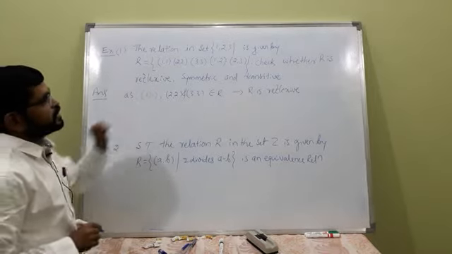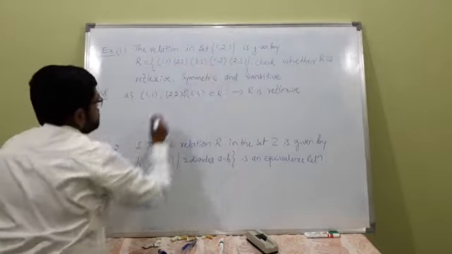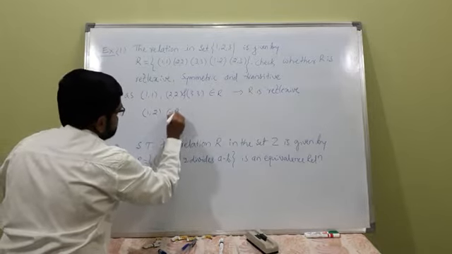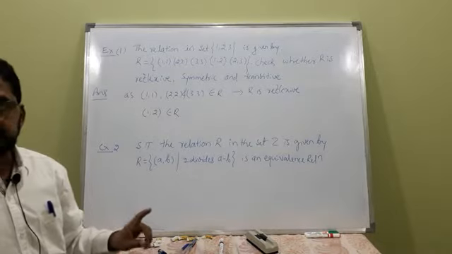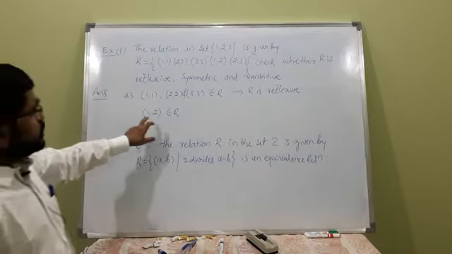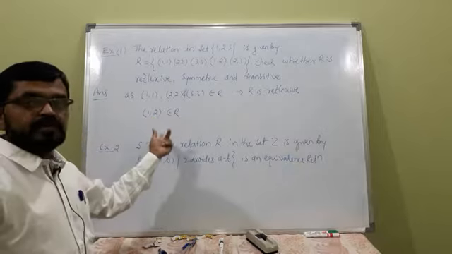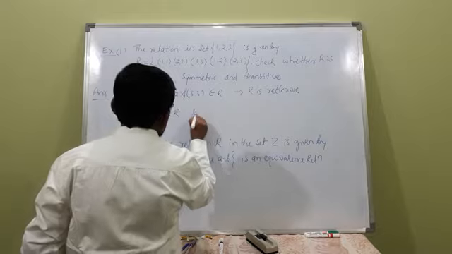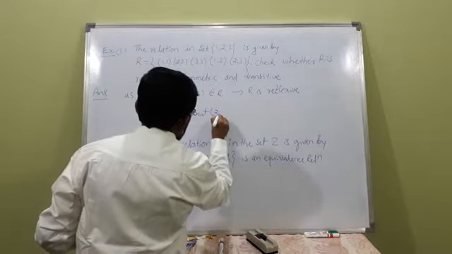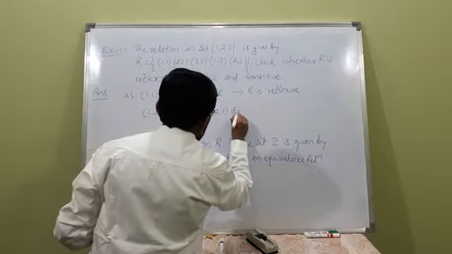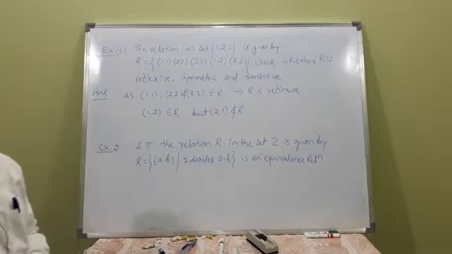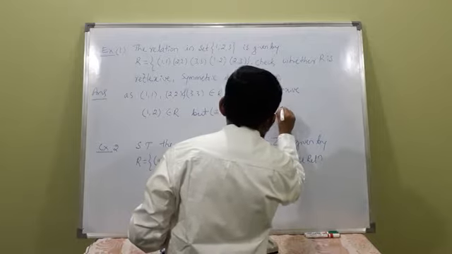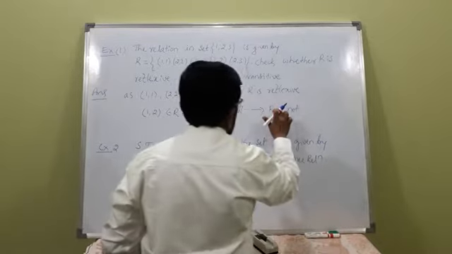To check the symmetric property, (1,2) is here. (1,2) belongs to R. In order to satisfy the symmetric property, there should be one element, that is (2,1), but that is not there. (2,1) is not an element of R. Therefore, R is not symmetric.